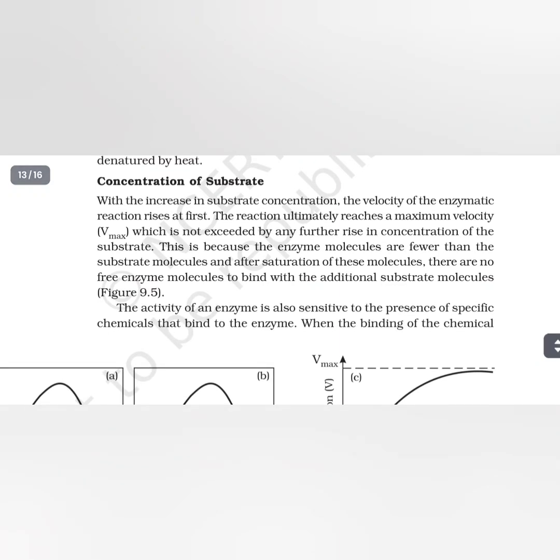Concentration of substrate. With the increase in substrate concentration, the velocity of the enzymatic reaction rises at first. The reaction ultimately reaches a maximum velocity, Vmax, which is not exceeded by any further rise in concentration of the substrate. This is because the enzyme molecules are fewer than the substrate molecules, and after saturation of these molecules, there are no free enzyme molecules to bind with the additional substrate molecules.